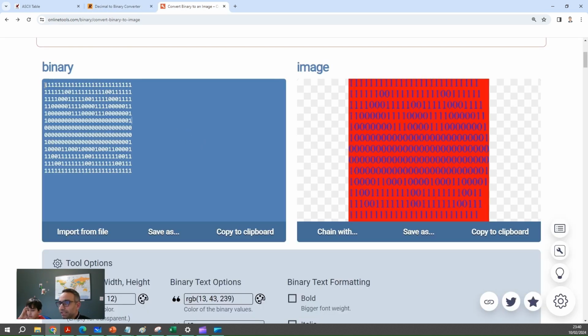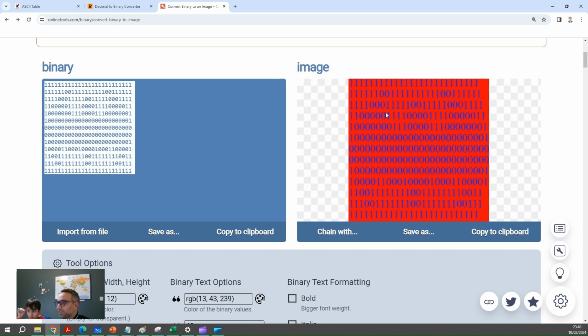Can you see this binary for an image? Which image does it look like? Batman. If you remove the ones and just focus on the zeros, it looks like the Batman logo. So for computers, it's just zeros and ones. Though it is a Batman logo for us, for computers it is all zeros and ones.